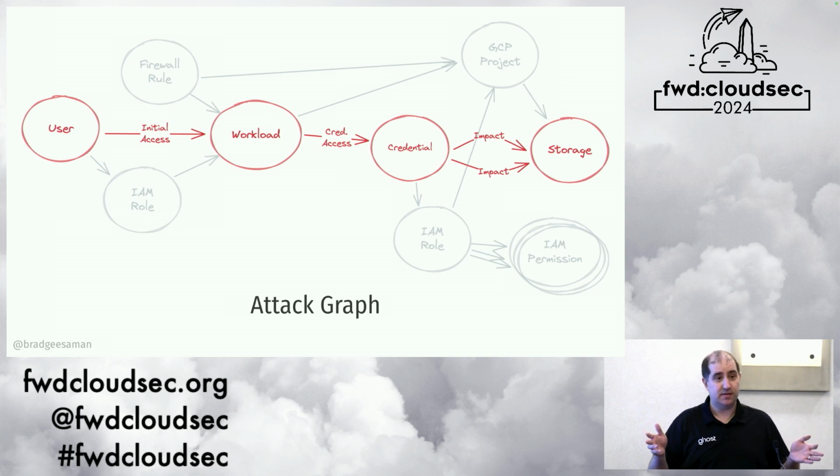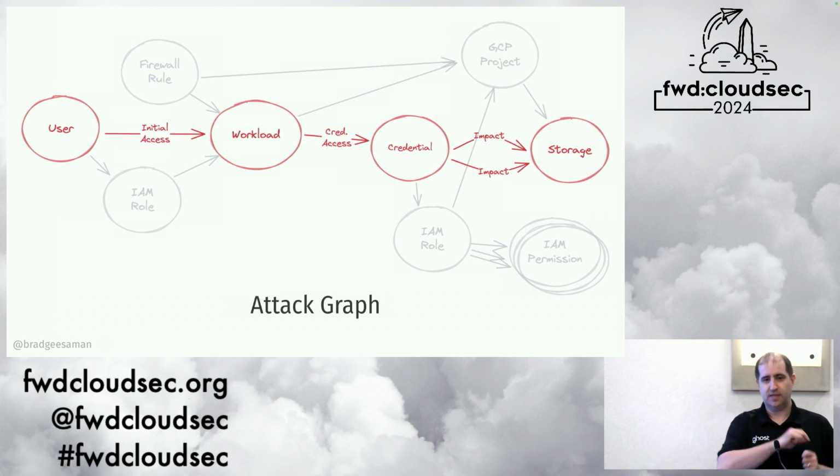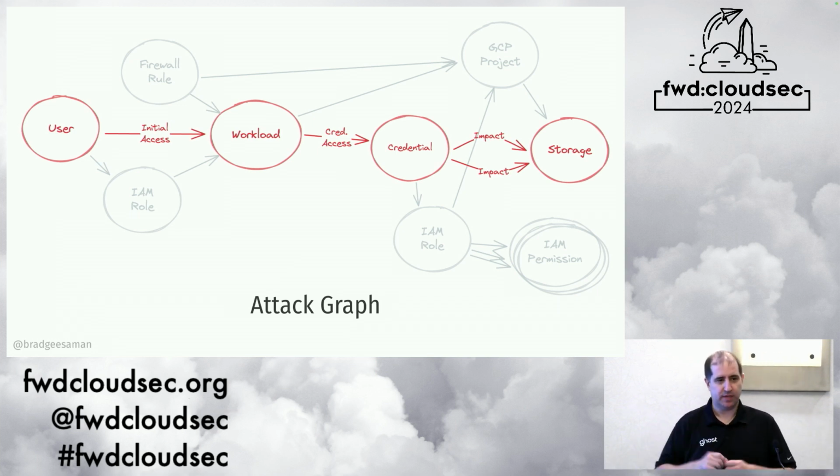That people understand. They don't understand the resource graph. They understand this is an accessible workload. Okay, it has a credential. Okay, it can do bad things to the database if that were to be compromised.